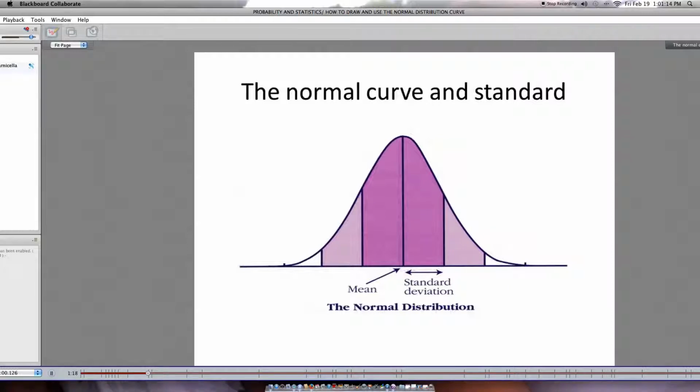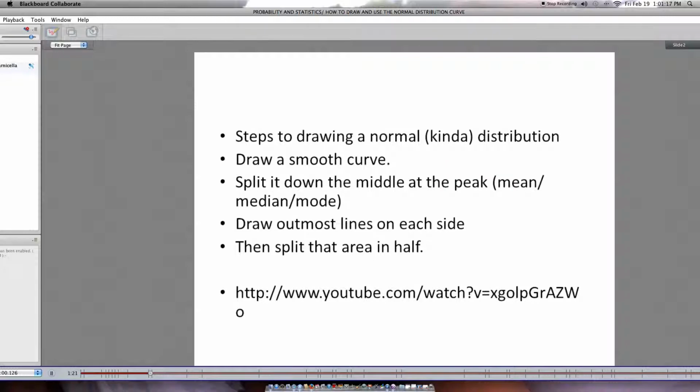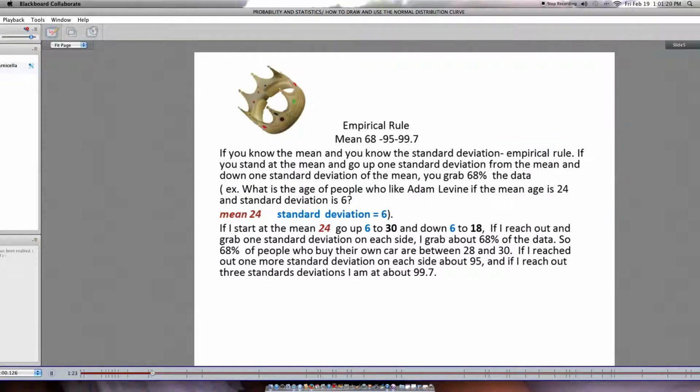The empirical rule says that when you move one standard deviation to the right and 1 standard deviation to the left, you are gathering up 68% of the data. When you move 2 standard deviations to the right and 2 standard deviations to the left, you're gathering up 95%. So you're including these 68% and you're gathering up 95% of the data. And when you move 3 standard deviations to the right or 3 standard deviations to the left, you're gathering up 99.7% of the data.